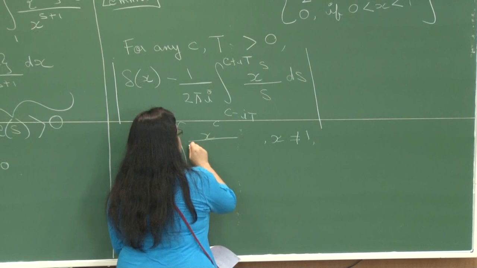I am going to erase this, but I think by now you understand what your rectangular contour is. So, first what we do is we estimate the horizontal contours. I take I1 equal to the integral from c minus iT to b minus iT of minus zeta prime over zeta of s, x raised to the s, ds. Of course, there is a 1 over 2 pi i, but if you are just taking absolute bounds, this will not really play a role.